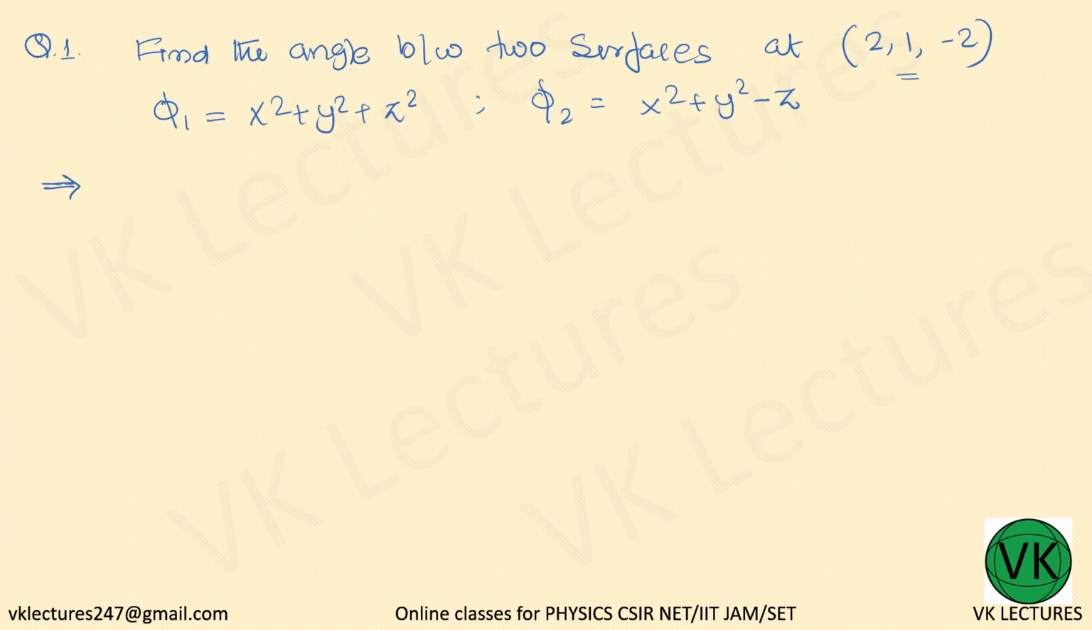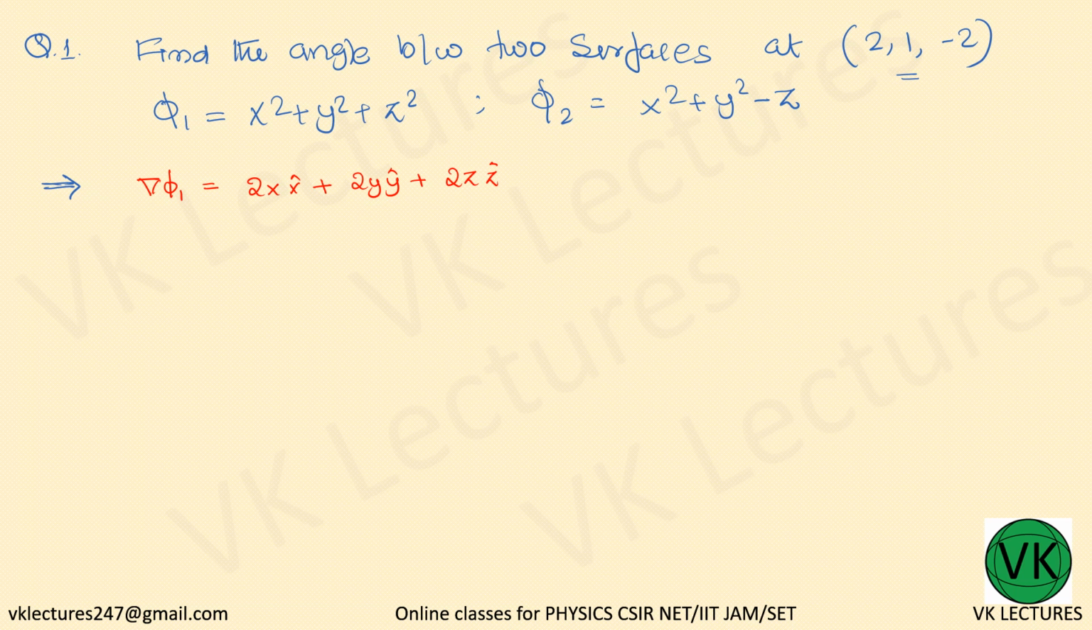Find the angle between two surfaces at (2, 1, -2). The two surfaces are phi 1 equal to x square plus y square plus z square, and phi 2 equal to x square plus y square minus z. So del phi 1, that is del by del x of phi 1, is equal to 2x x cap plus 2y y cap plus 2z z cap.